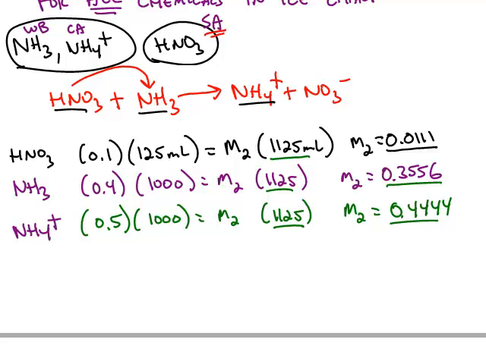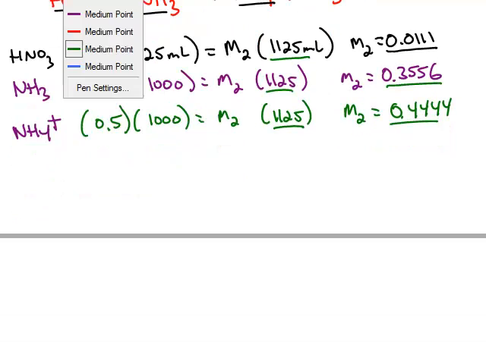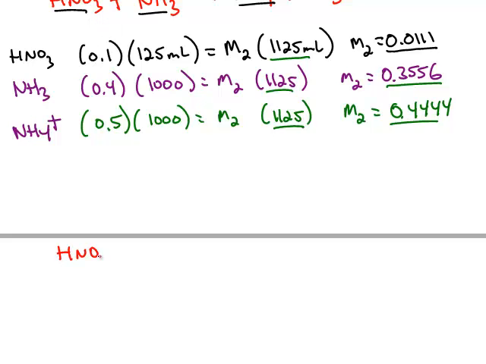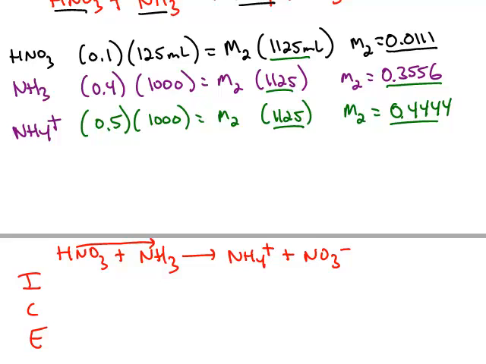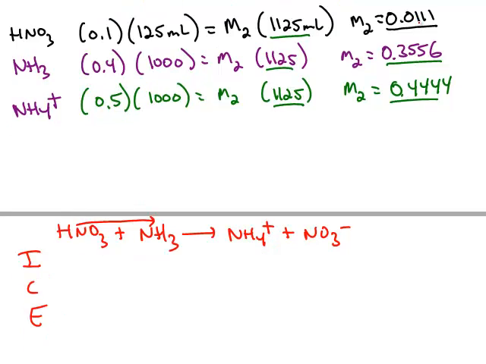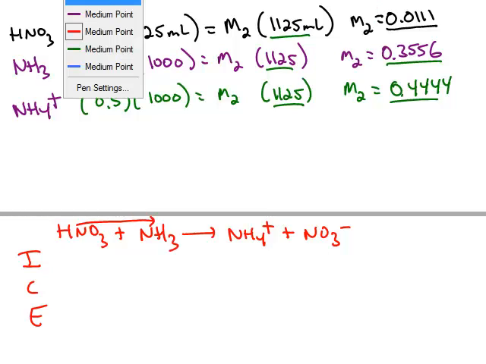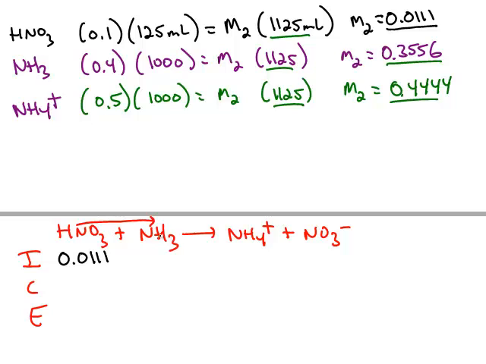This is just the start of our ICE chart, because now we have the molarities. Now we can write our ICE chart. So the acid donates a proton to the base, and we're going to make more ammonium and nitrate. Using our M1V1, M2V2 values, we get the starting molarity of the nitric acid, 0.0111. The ammonia was 0.3556, and the ammonium was 0.4444. The only one that's a zero was the nitrate, because we didn't have any nitrate before the chemical reaction started.